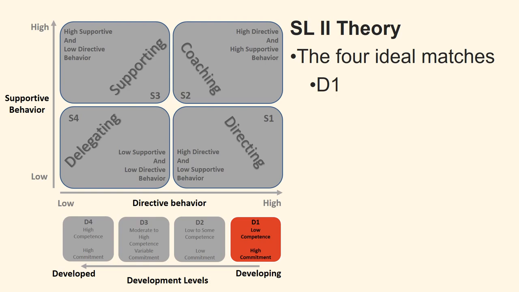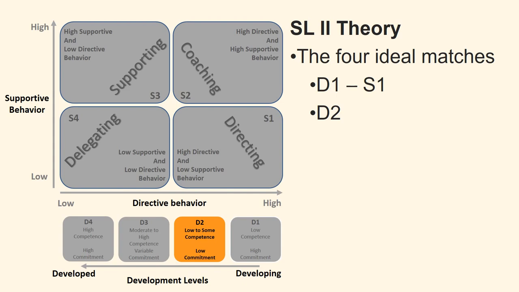The employee is at development level D1, low competence and high commitment. The leader must, therefore, use the directing leader style S1, high directive behaviour and low supportive behaviour. The leader must help the employee to achieve the competencies needed for the job, but the leader does not need to motivate the employee. The employee is highly committed by himself.